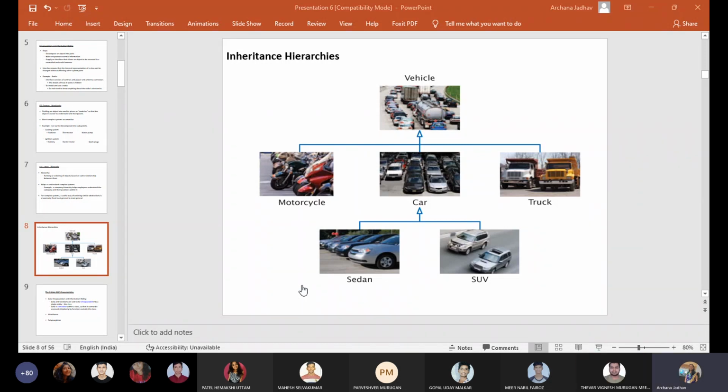So always remember that an object is always an instance of a class. Whichever class you define, the object should be an instance of it.